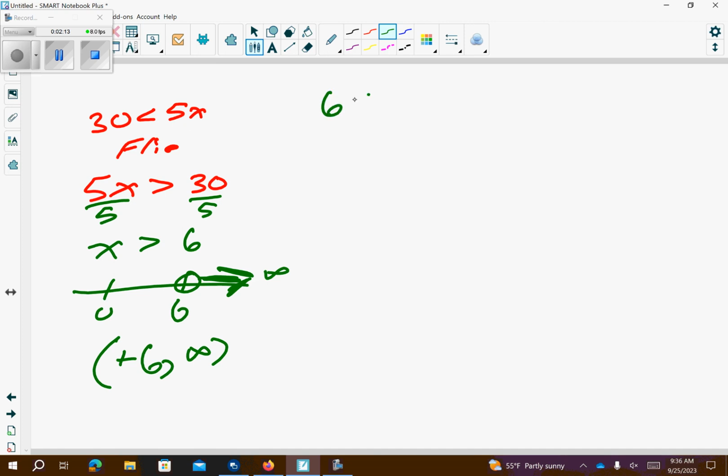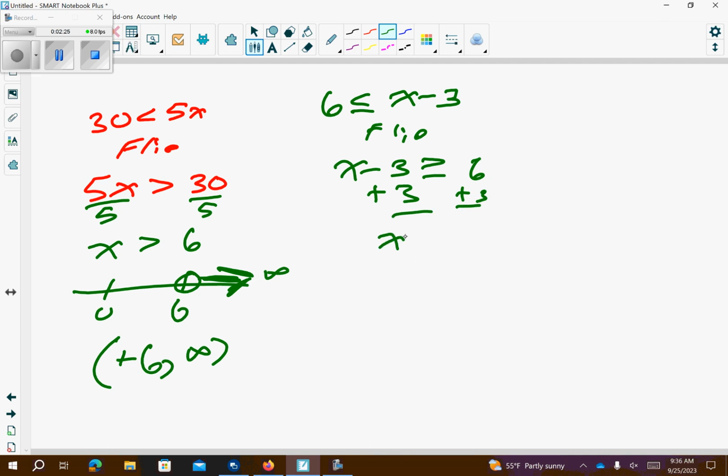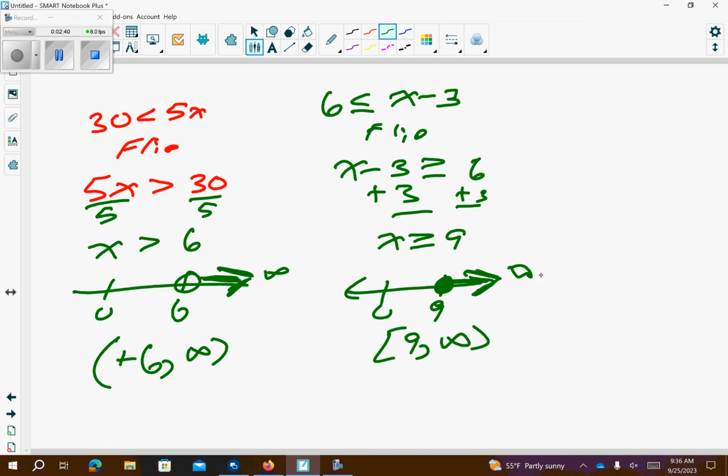Our next problem, if we have this as our problem that's given, let's just flip the whole thing over, including the sign. Okay, and then add 3 to both sides. So x is greater than or equal to 9. So on a number line, you have 0 here, you have 9 here. Solid dot here, going forever to infinity. So it's going to be a square bracket from 9 to infinity. That's supposed to be an infinity.